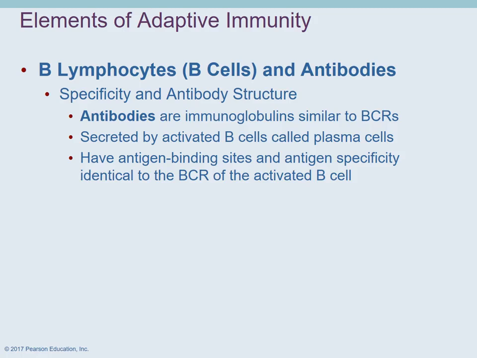Antibodies, this is what you make. Antigen is something that is foreign. Antibody is something that you make. It is made by certain activated B cells that are called plasma cells. What are antibodies? They are what we call immunoglobulins, a type of protein, and there are certain sites where they can bind to a specific antigen.